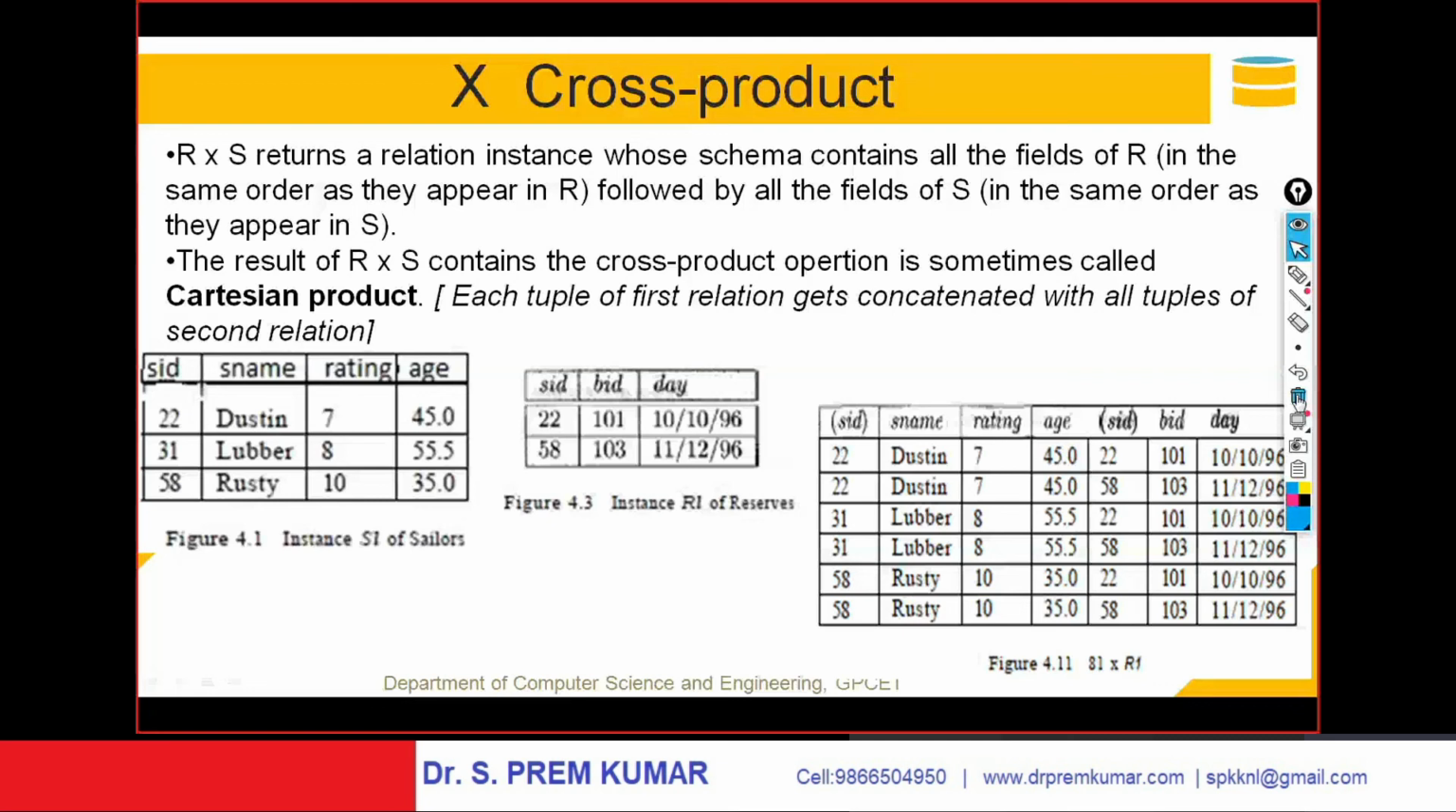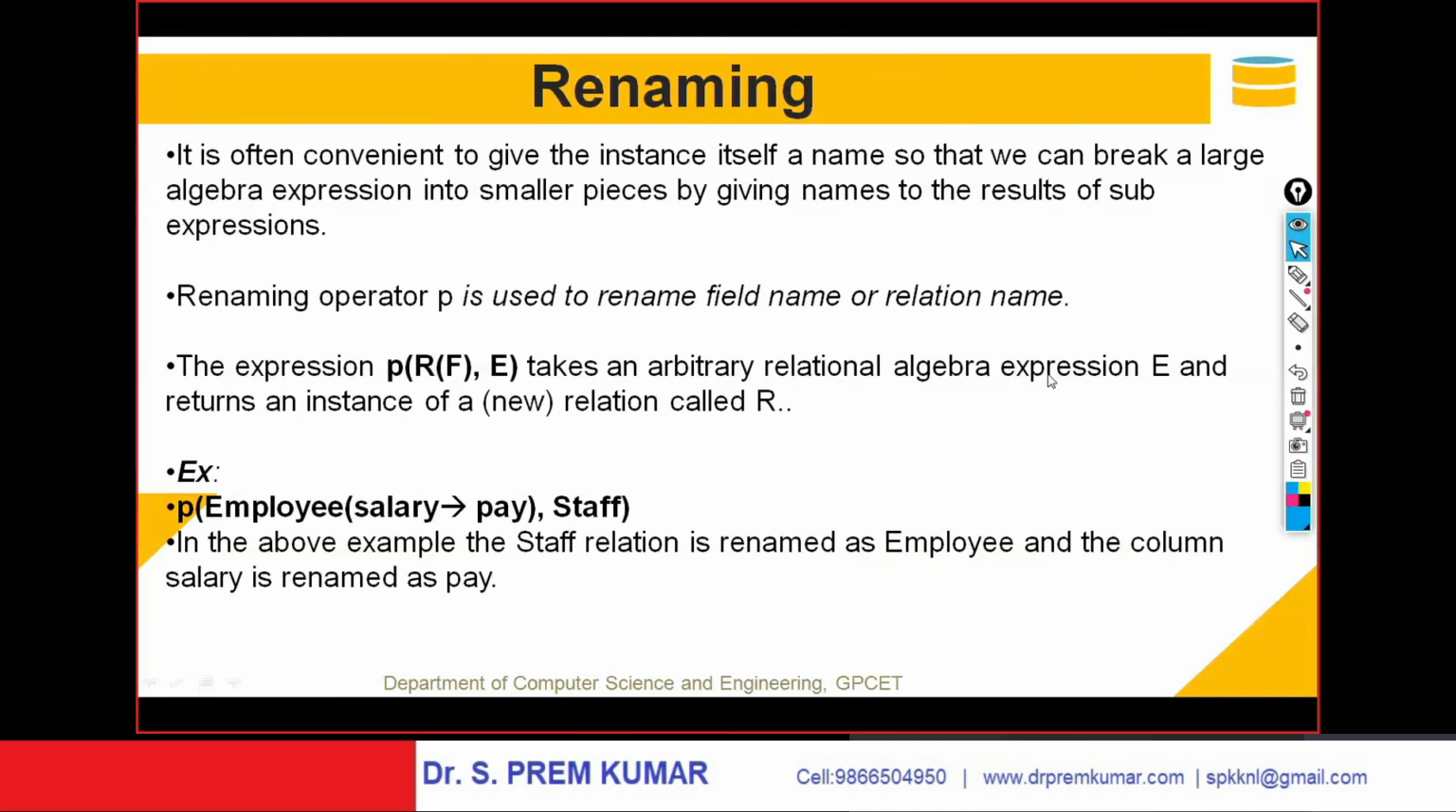I'm just proceeding to the next concept. We came to know what is cross product. We listened about union, intersection, difference, cross product. Now let us go with the renaming. Rename is represented by a rho operation. This is the symbol of rho. This is a rename symbol.